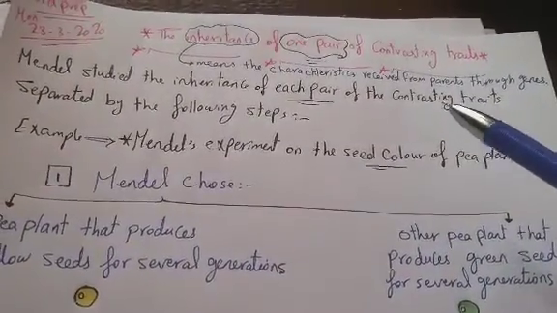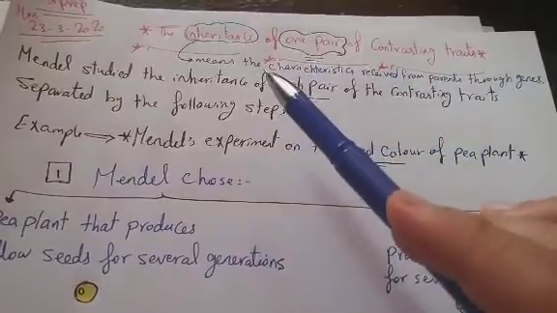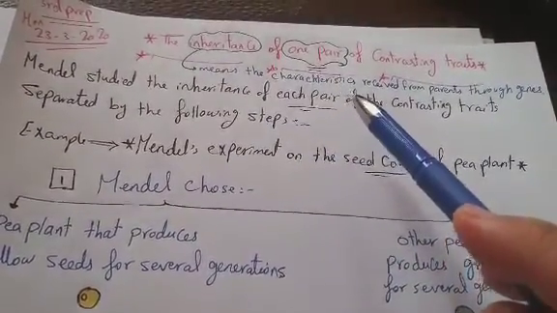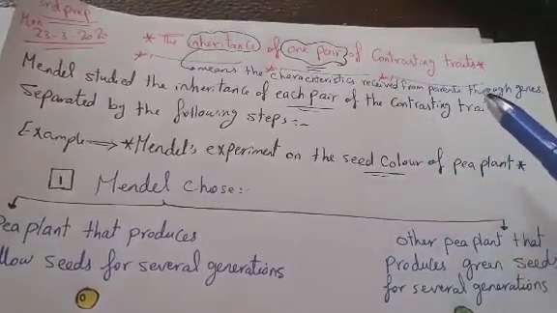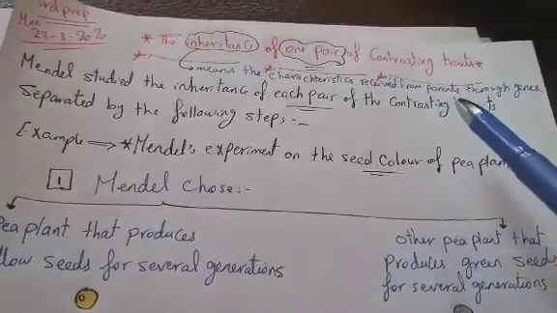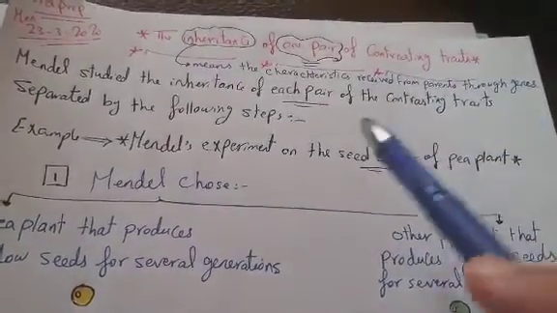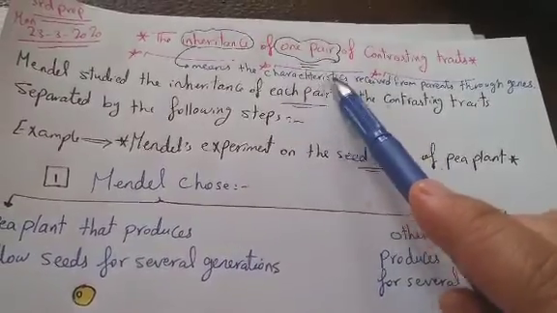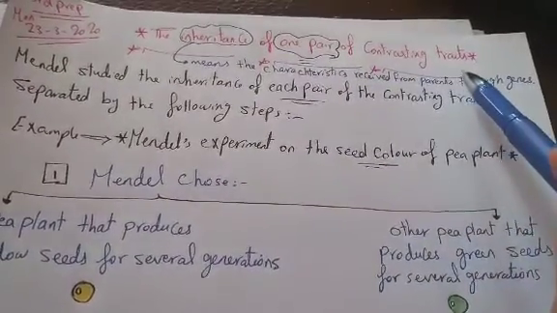Grade 9 today. Today, inshallah, we will take inheritance. What is the meaning of inheritance? The characteristics or traits received from parents through genes. So we will talk about the inheritance of one pair of contrasting traits.